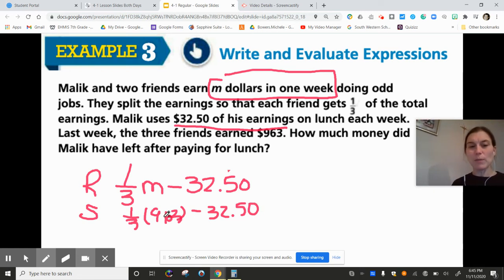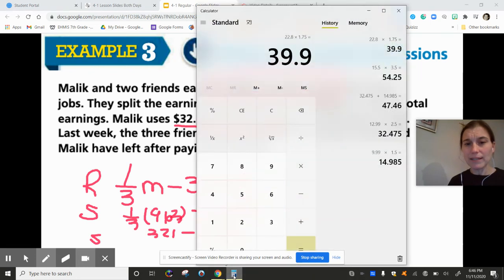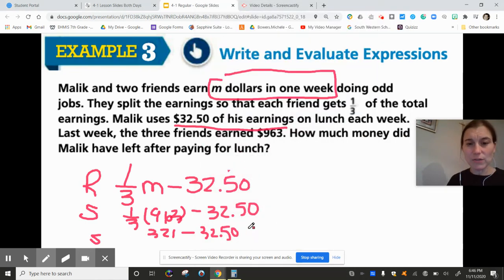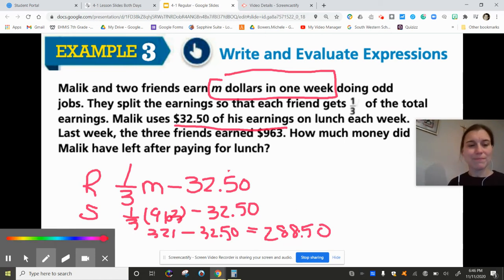So now I'm going to evaluate this by multiplying first. So 1/3 times 963 will be 321. And then I'm going to take away $32.50. And that will be, let's see, 321 minus 32.5 is $288.50. And that should be the answer in your book, $288.50. So there you go. We wrote an expression and we evaluated it.